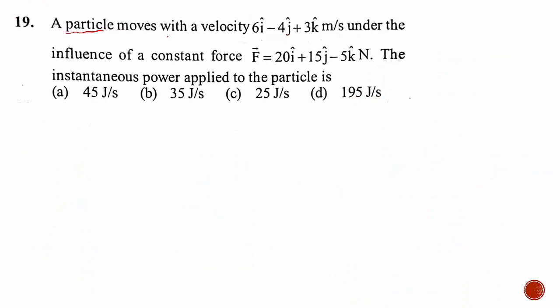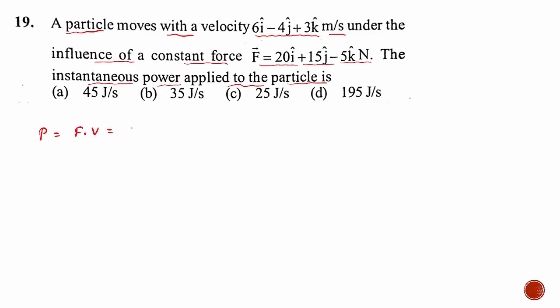A particle moves with a velocity 6 i cap minus 4 j cap plus 3 k cap meter per second under the influence of a constant force F equal to 20 i cap plus 15 j cap minus 5 k cap Newton. The instantaneous power applied to the particle is. Yes, we have to find instantaneous power.